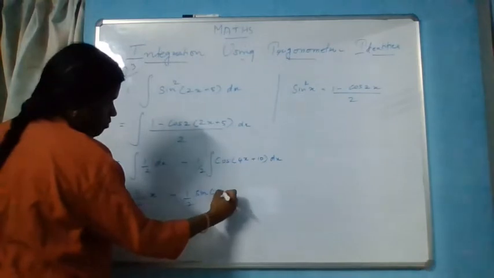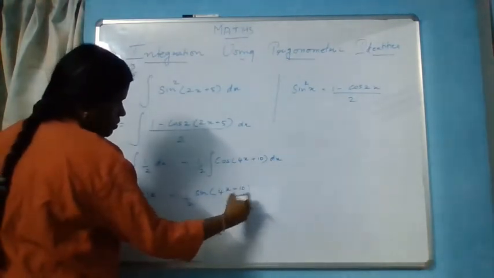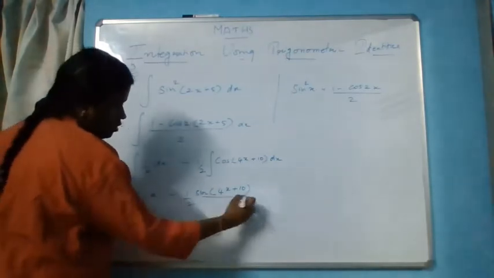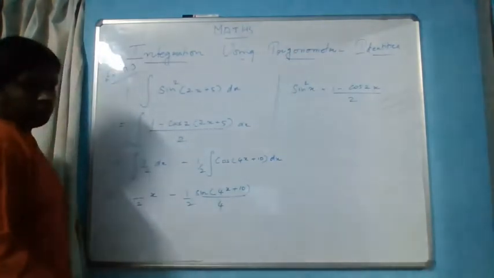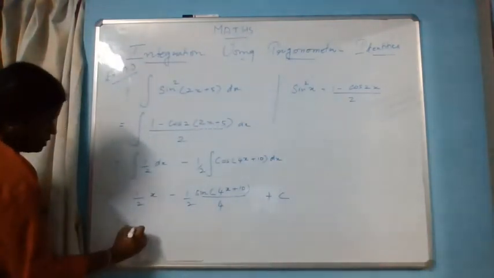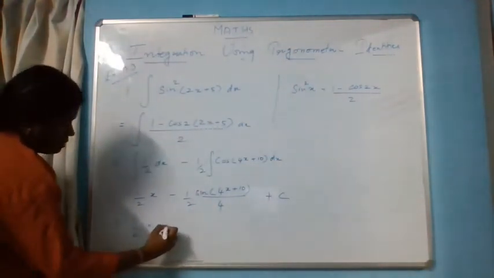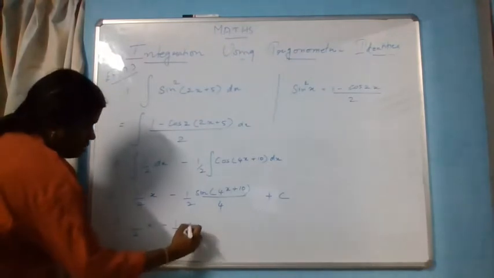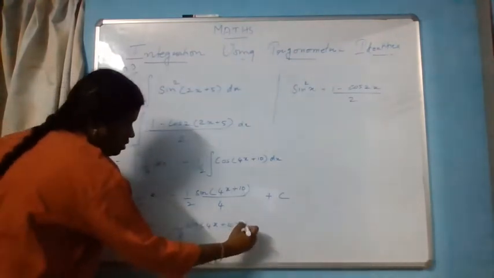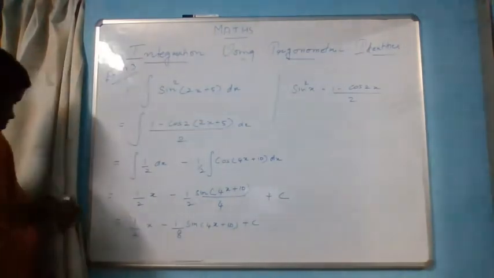So sine of 4x plus 10, and this is not x, it is 4x. So once again you have to divide by 4, plus constant c. So this can be written as 1 by 2 x minus 1 by 8 into sine of 4x plus 10 plus c. So this will be your final answer.